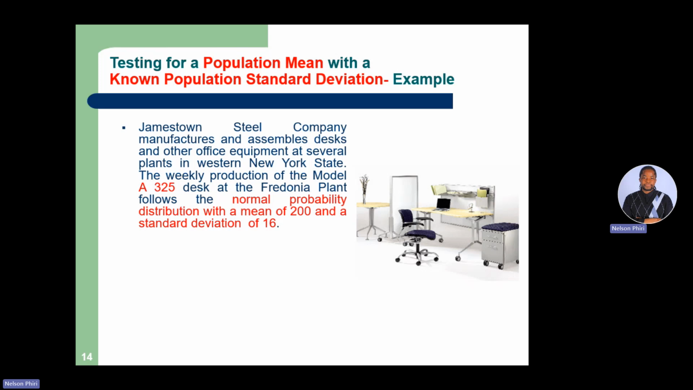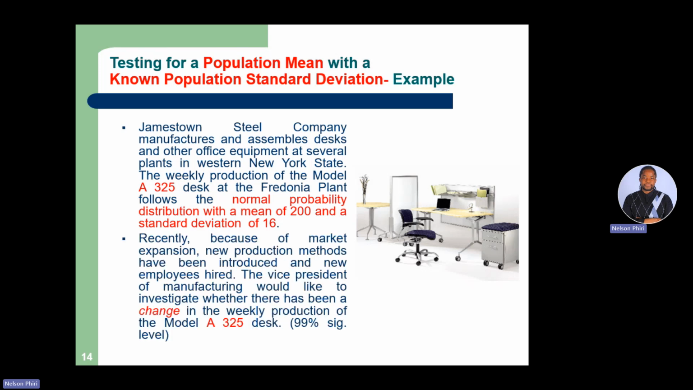So here we have an example. Jamestown Steel Company manufactures and assembles desks and other office equipment. The weekly production is 325 desks and it follows a normal distribution with mean 20 and standard deviation 16. Recently, because of market expansion, new production methods have been employed. The Vice President of Manufacturing would like to investigate whether there has been a change. The keyword there is whether there's been a change. So this lets you know that you're dealing with a two-tailed test and you have a 99% significance level. That is what you would use to get the Z value there.